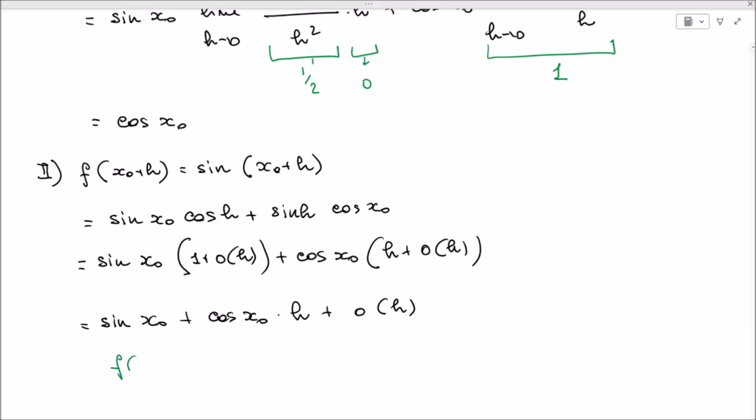So this is simply f of x naught. This is alpha times h, so alpha is the cosine of x naught, consistently with the other approach, plus little o of h. Good.